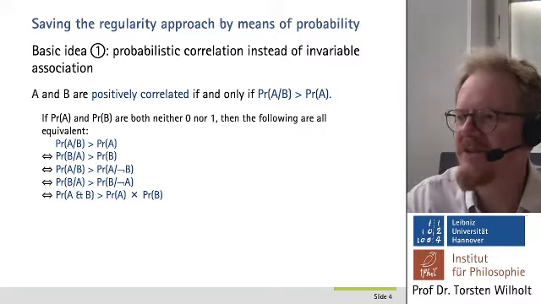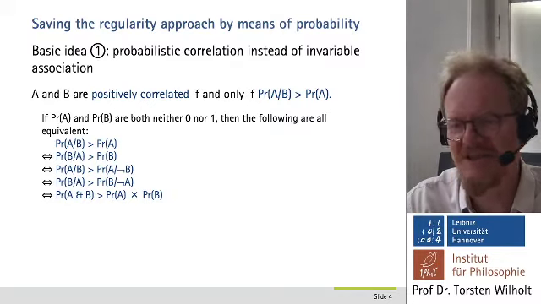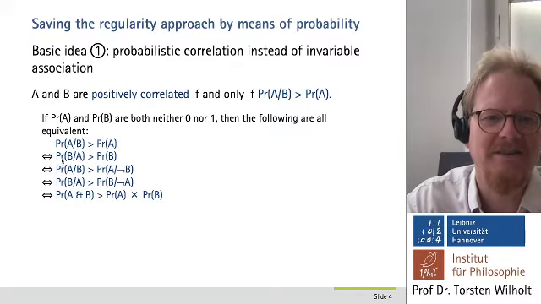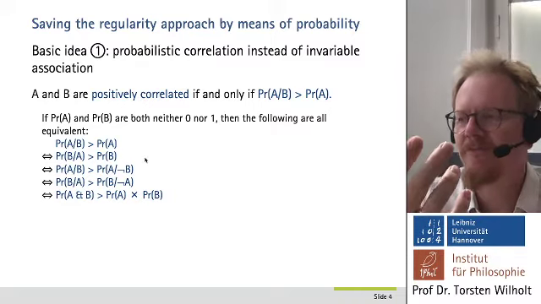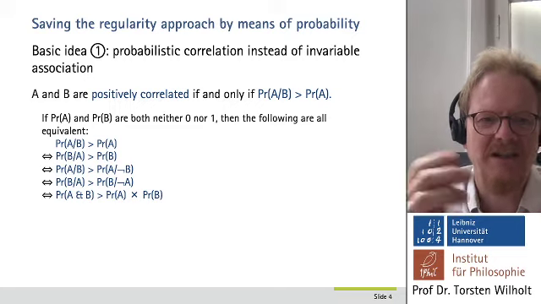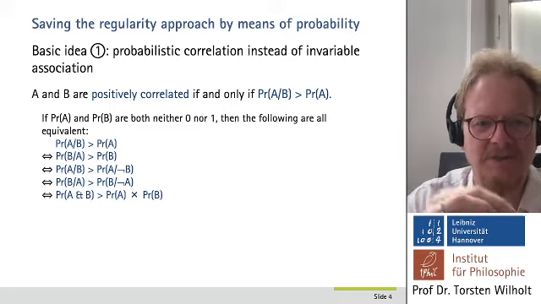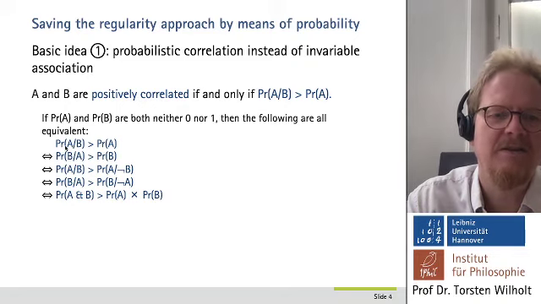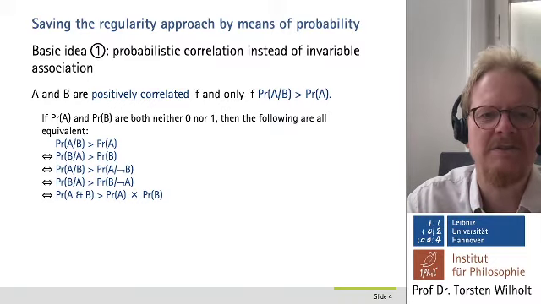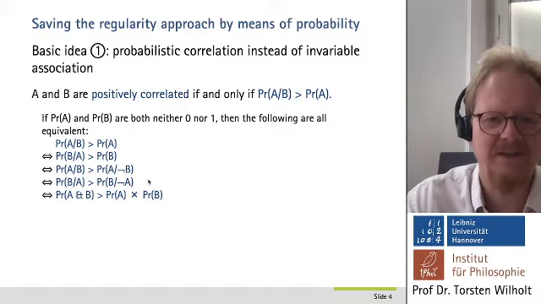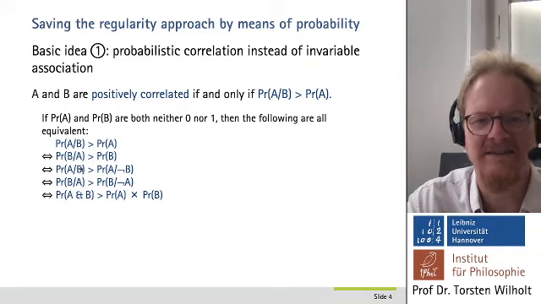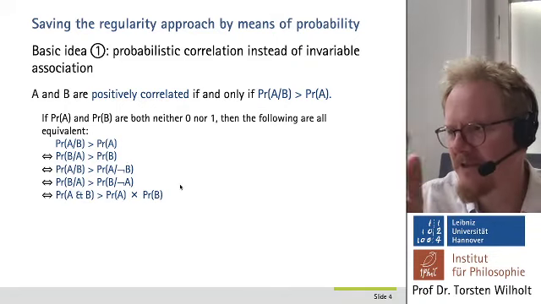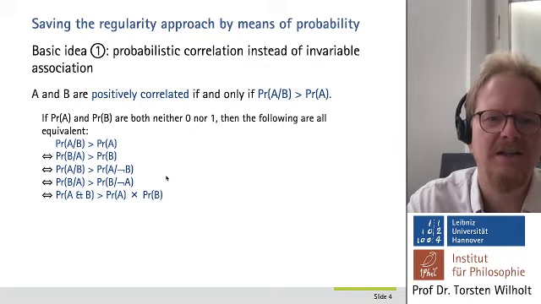You can pause the video and try this out, or you can just trust me. So of course, positive correlation is symmetric: if A is positively correlated with B, then B is positively correlated with A. Instead of saying this, you can also say the probability of A given B is larger than the probability of A given non-B, or the probability of B given A is larger than the probability of B given non-A. This is all equivalent, except in cases when one of the probabilities is not well defined.